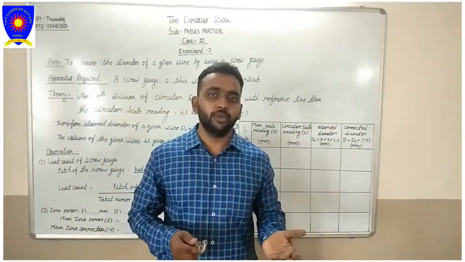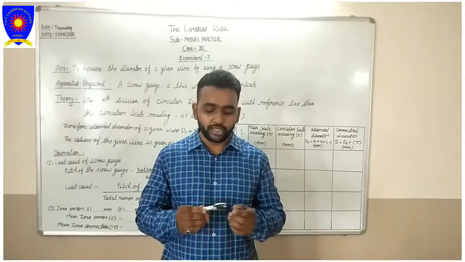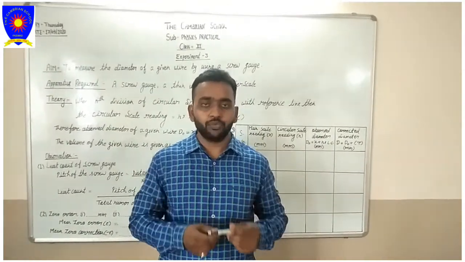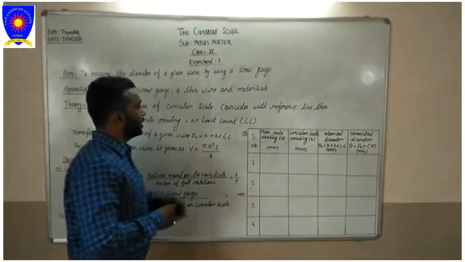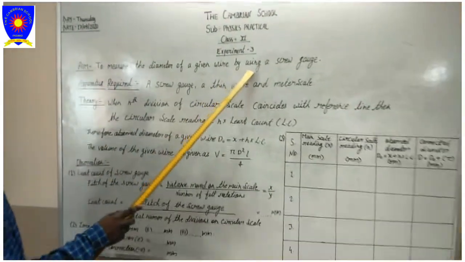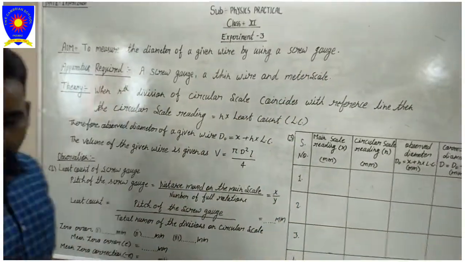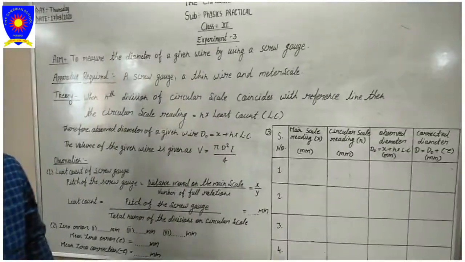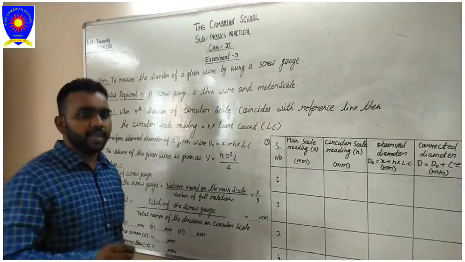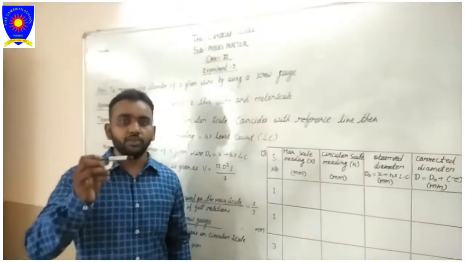So in the previous video I told you about the screw gauge, what a screw gauge is, and how many parts it has. Now the aim of the practical for today is to measure the diameter of a given wire by using a screw gauge. It means we have a thin wire, and we have to measure the diameter of that wire with the help of this screw gauge.